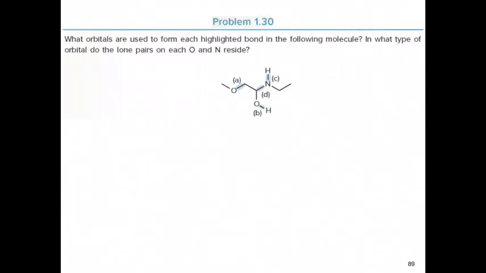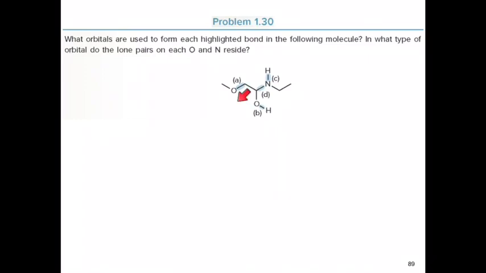Here's practice problem number 30. What orbitals are used to form each highlighted bond in the following molecule? In what type of orbital do the lone pairs on each oxygen and nitrogen reside? So to answer the first question, what orbitals are used to form each highlighted bond in the following molecule, we have to count the total number of electron groups on the central atom.